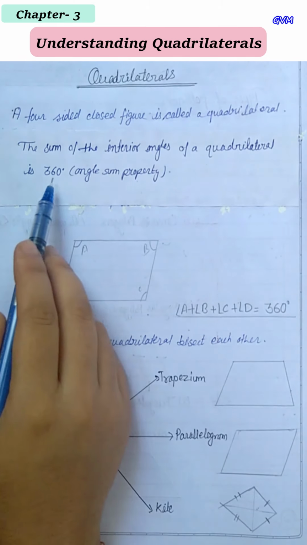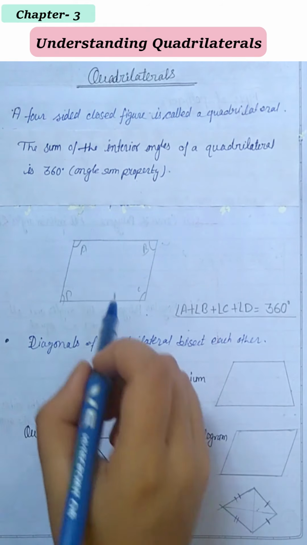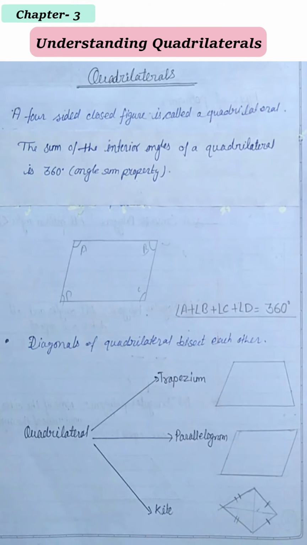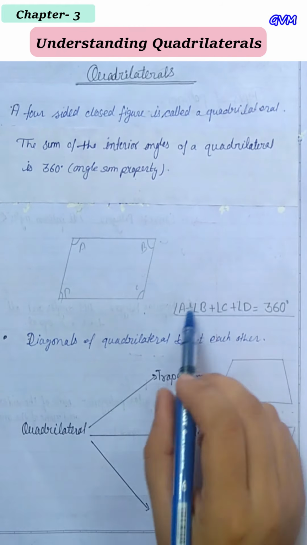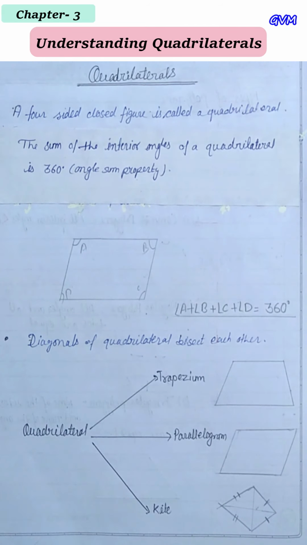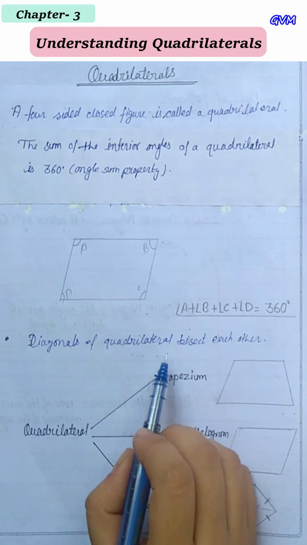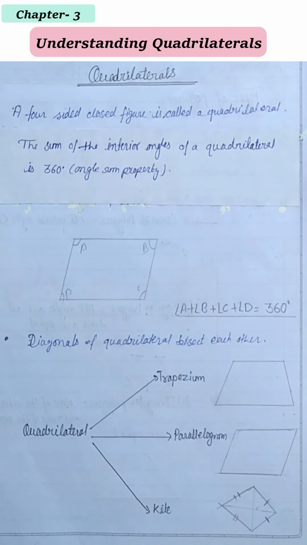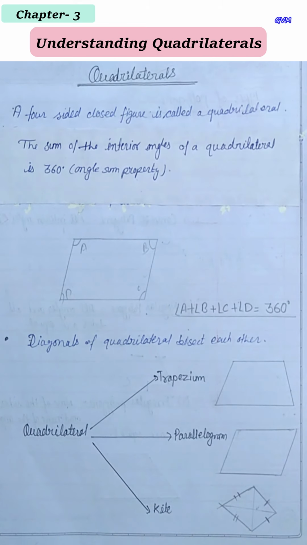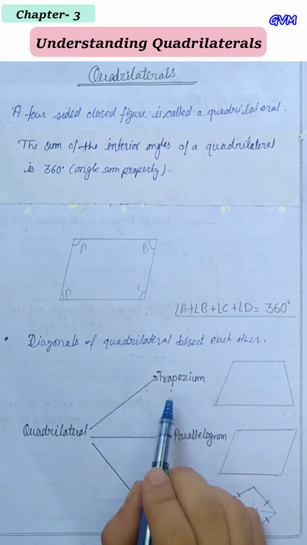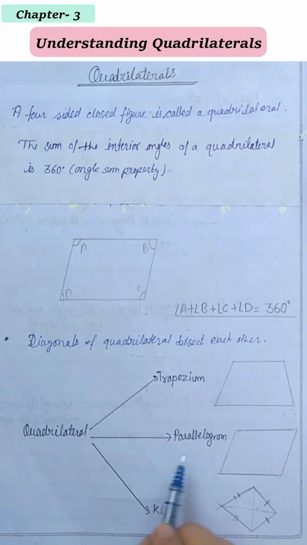हमने ये पहले भी find out किया था formula से 360 degree. So here if we have a quadrilateral and the angles are A, B, C, D, then the sum of these angles is 360 degrees. Okay. Diagonals of a quadrilateral bisect each other. So this is one of the properties in quadrilaterals, that diagonals bisect each other. Okay. Now quadrilaterals के type. So quadrilaterals are majorly 3 types. First one is trapezium, second one is parallelogram, and third one is kite.